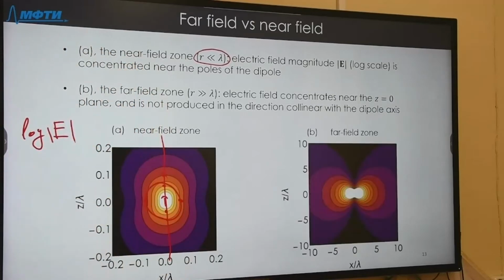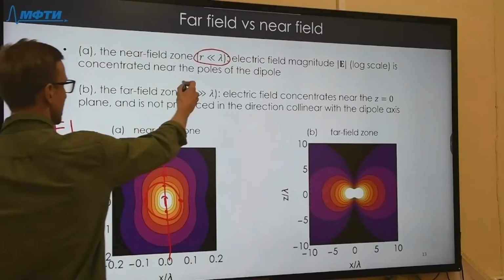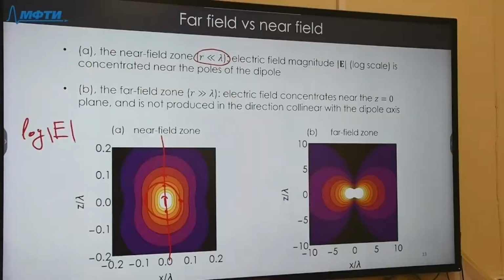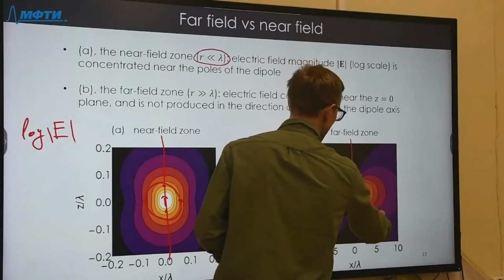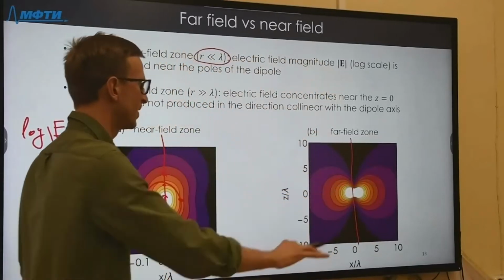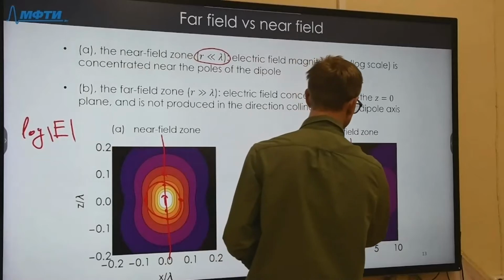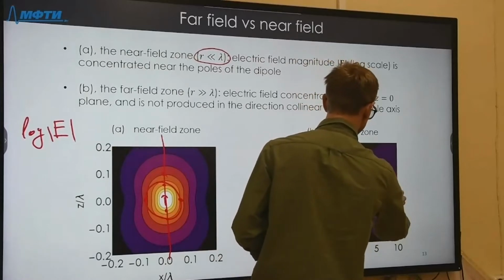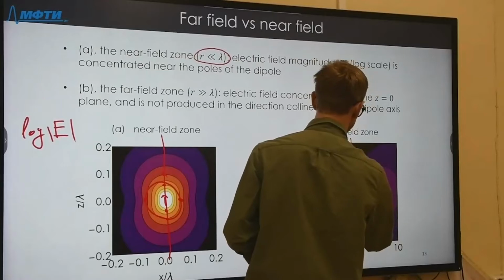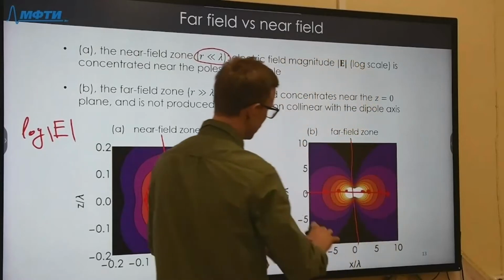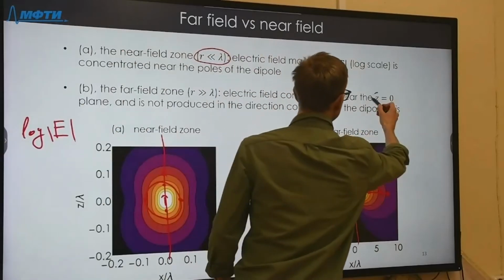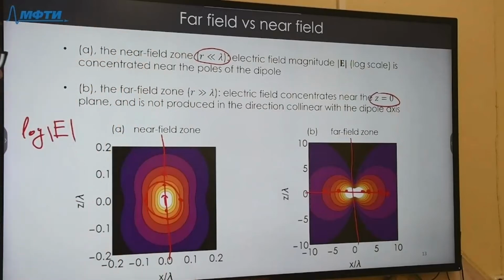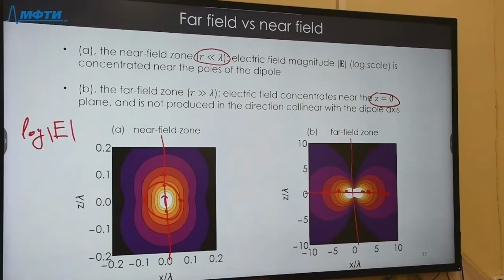However, if we look now in the far field, where the distance from the dipole is much greater than the characteristic wavelength of the emission, the opposite situation happens. Now on the axis of the dipole, we have nearly zero field. The decay is much faster. But instead, the field tends to concentrate along the equator plane of the dipole. So the field is actually radiated in the z equals 0 plane, in contrast to the near field situation. So this is the characteristic spatial behavior of the electric field in the near field and in the far field.